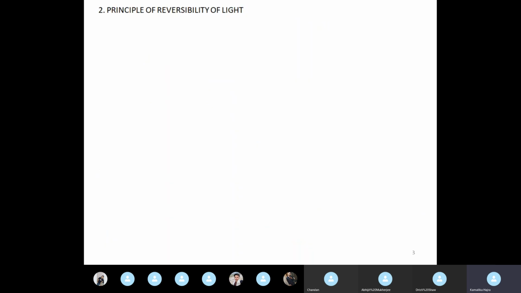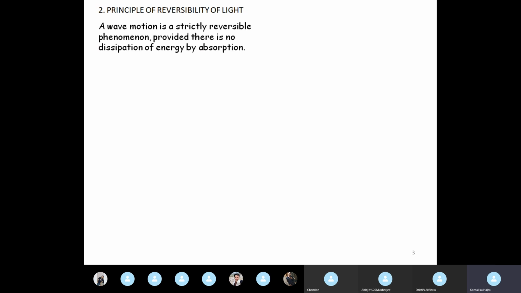Next is the principle of reversibility of light. Once again, this is a very known concept. You all probably know what I'm going to say, but you probably do not know the formal language, that is the principle of reversibility of light. What does it say formally? This is the textbook definition. A wave motion is a strictly reversible phenomenon provided there is no dissipation of energy by absorption.